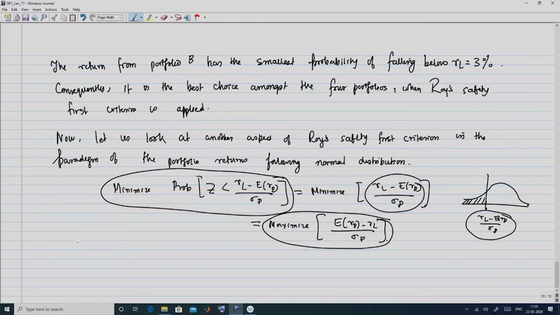So, this means that thus the optimal portfolio is the one with the greatest (E(RP) minus RL) over sigma p.